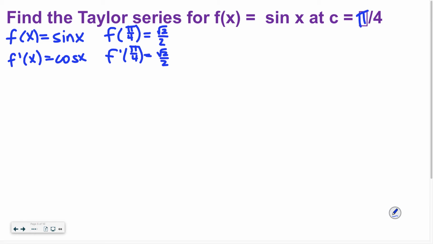Do you think that we're smart enough to figure out that this is going to go radical 2 over 2, radical 2 over 2, negative, so positive, positive, negative, negative, positive, positive, negative, negative, and they're always going to be radical 2 over 2? Are we smart enough to figure that out? Yeah. Good.